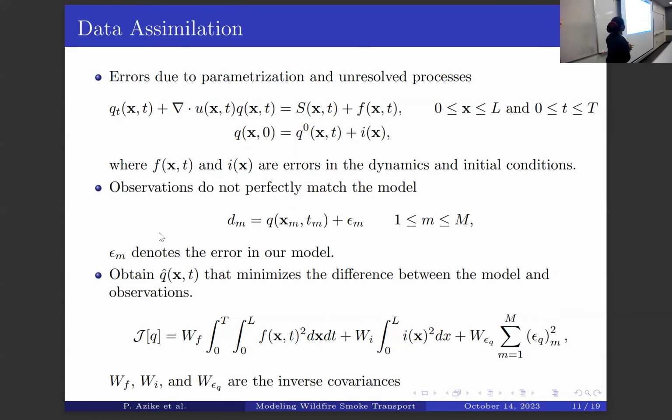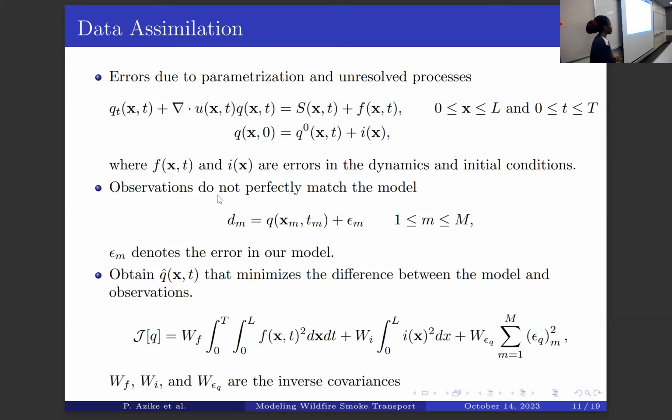Now, after doing all of this, because we want the results from our model to match real-life observations, we assimilate data, and this will help us to improve the accuracy of our model. We also assume that we have errors due to some unresolved processes, and we indicate these errors by F and I. So the error in the model is represented by F, and the error in the initial condition is represented by I. And then, like Sandra stated earlier, we have observations, and we assume that they do not perfectly match the results we get from our model. So we incorporate errors to denote that.